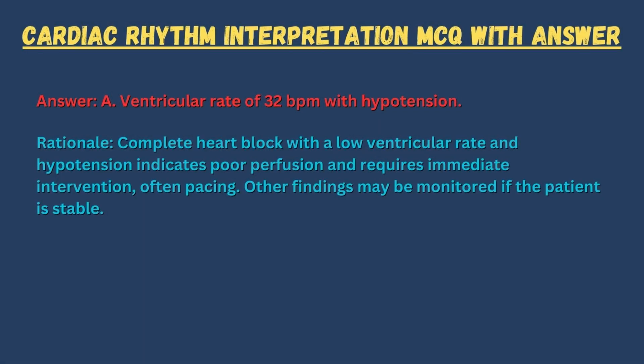Answer A. Ventricular rate of 32 BPM with hypotension. Rationale: complete heart block with a low ventricular rate and hypotension indicates poor perfusion and requires immediate intervention, often pacing. Other findings may be monitored if the patient is stable.